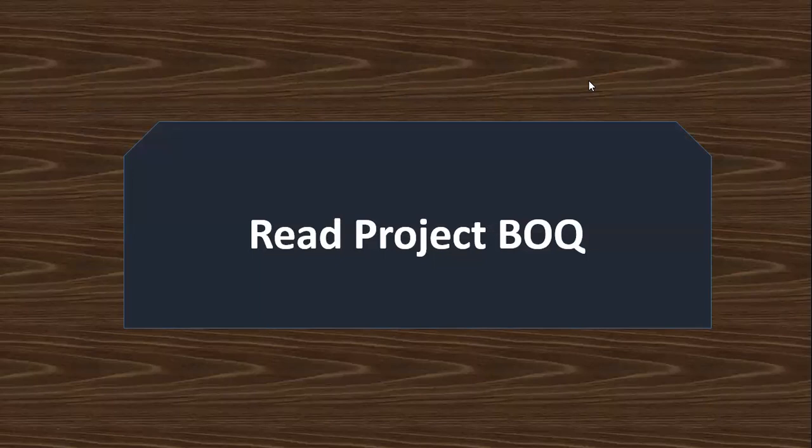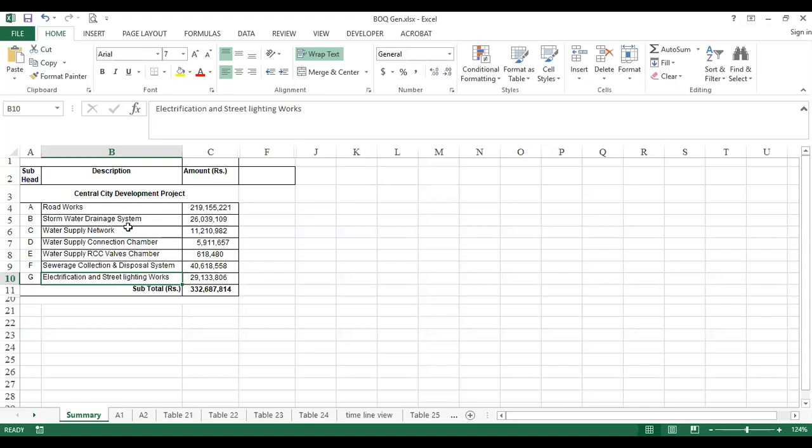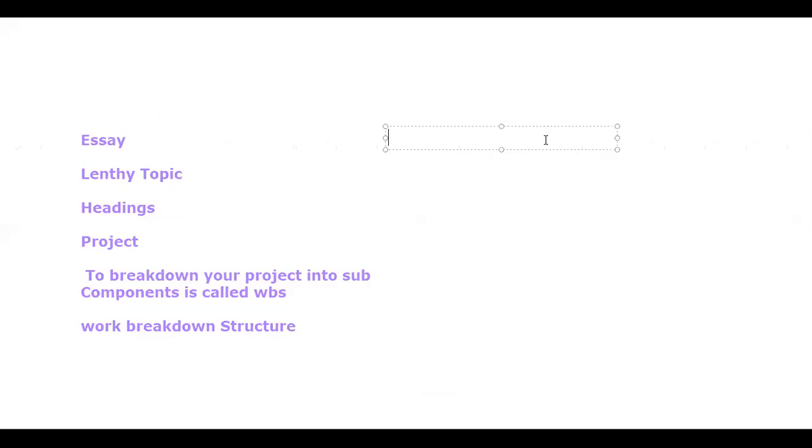There is one BOQ. You can see here Central City Development Project. From where this BOQ will come from, I'll share the whiteboard and explain this. As I have explained earlier, before going into the construction of any project, you first have to start with your design phase, then go into procurement, and then make the construction or development of that product.